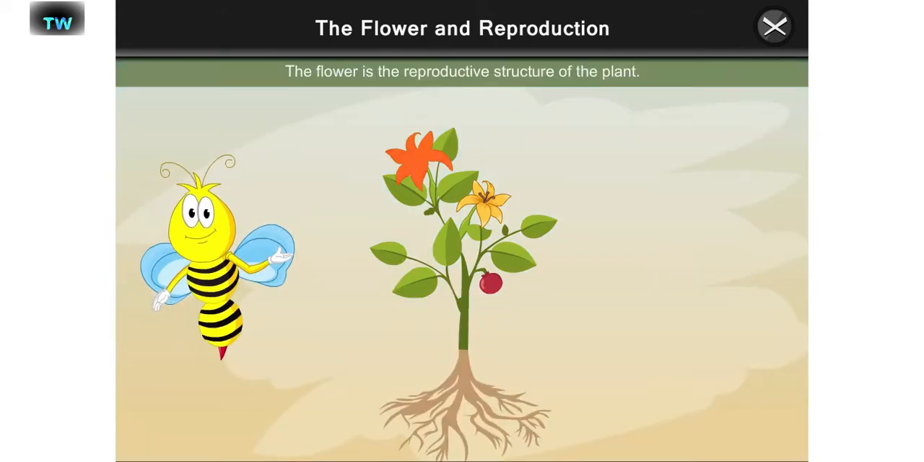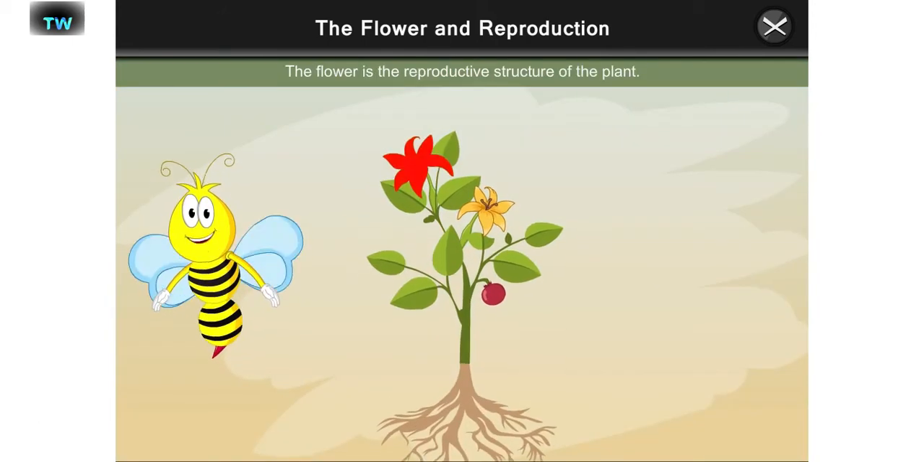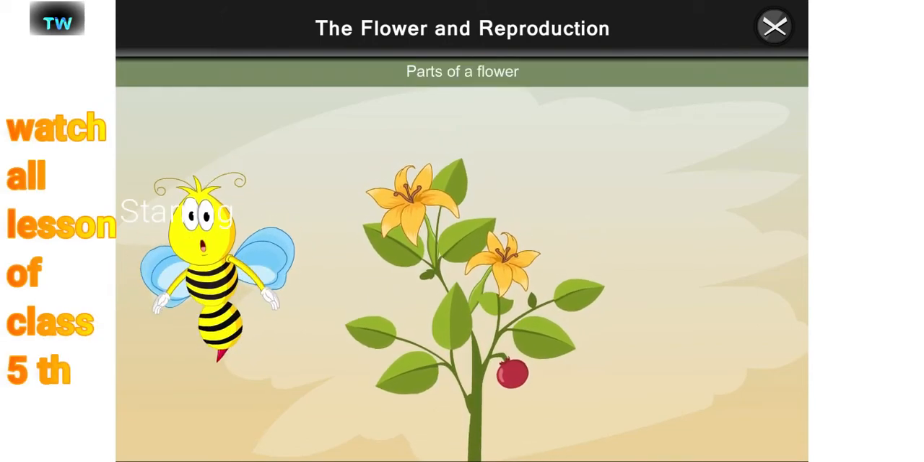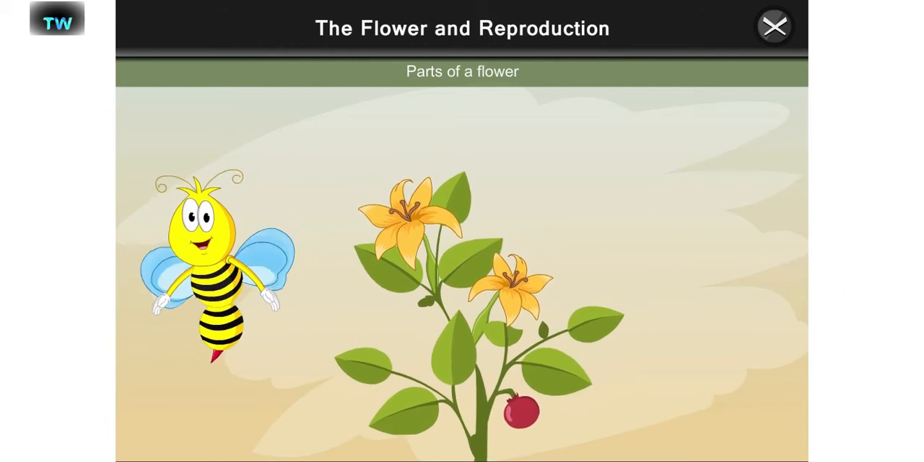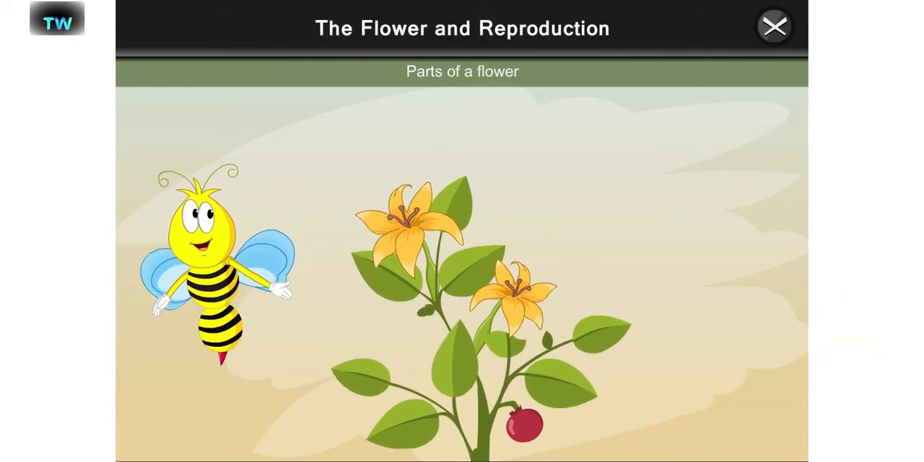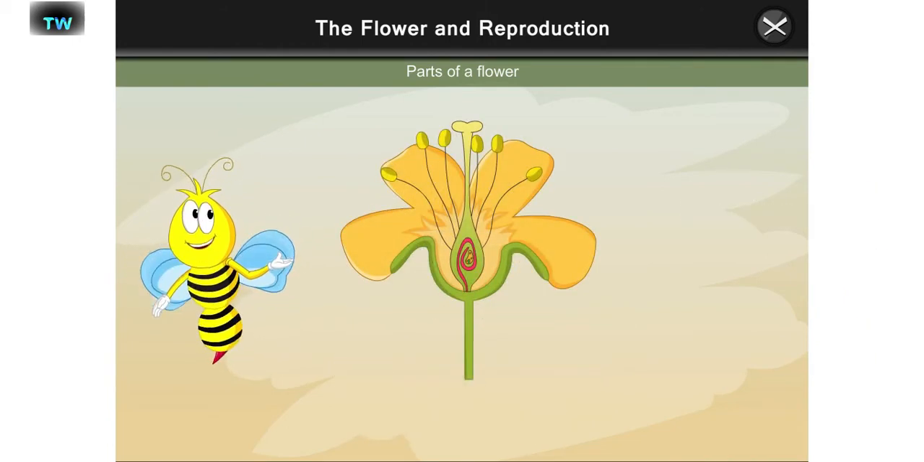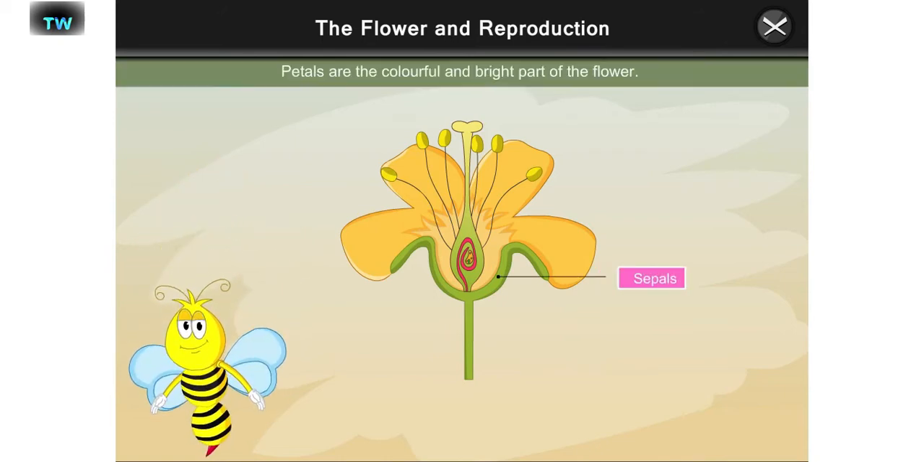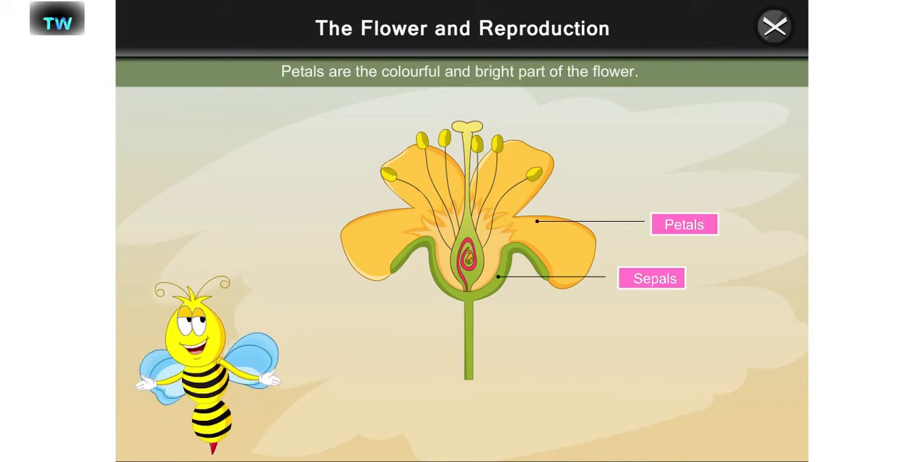The flower is the reproductive structure of the plant. It produces the seeds. How does it do this? Let us see. Observe the parts of a flower. Sepals are like little green leaves. Petals are the colourful and bright part of the flower.